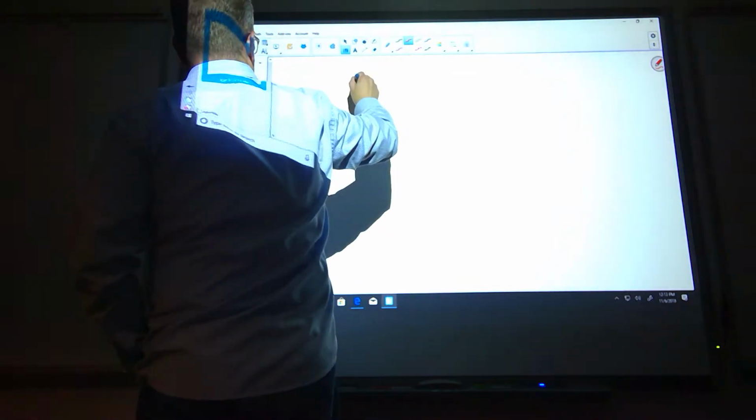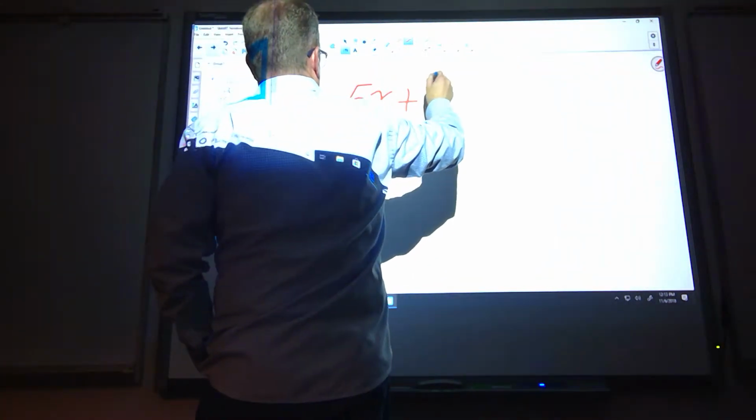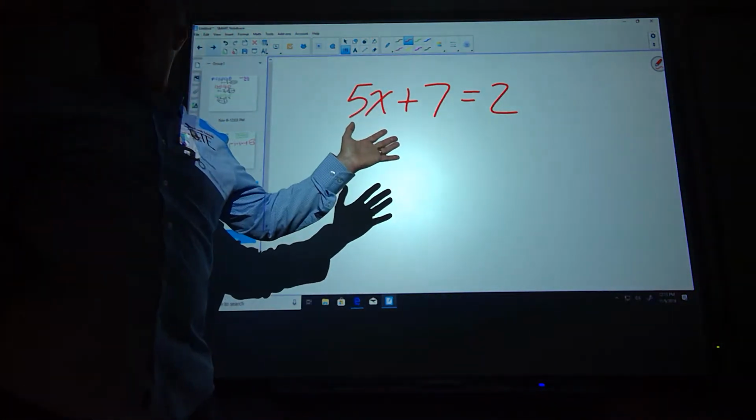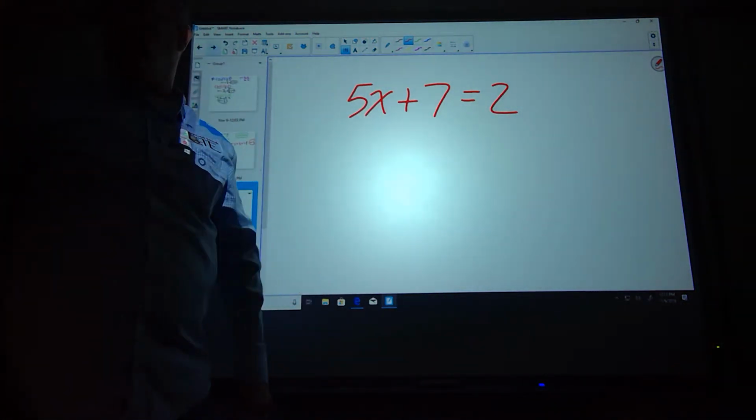So this is like work that we had done long ago, and we wanted to get x all by itself. This is called the two-step equation, Algebra 1, second week. Right?